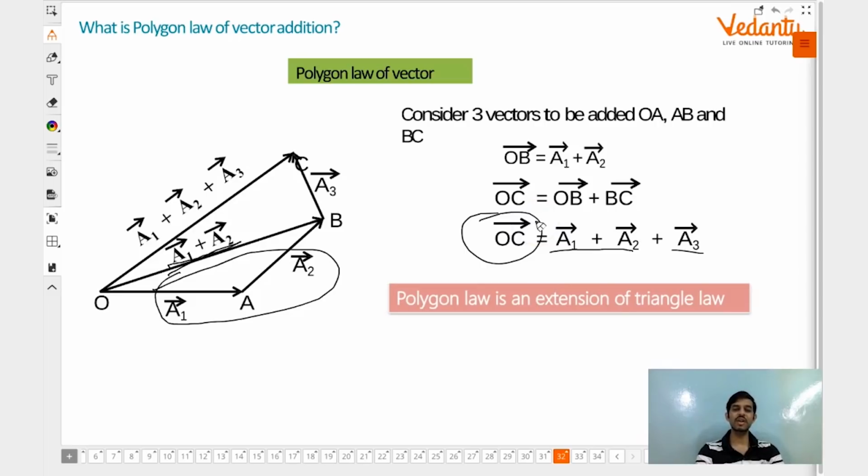Okay, so as I mentioned, polygon law triangle law का बड़ा भाई है. दो vectors है, triangle law will handle it. दो से ज़्यादा vectors है, polygon law will handle it. चमक रहा है जनता सभी को? Everyone following?